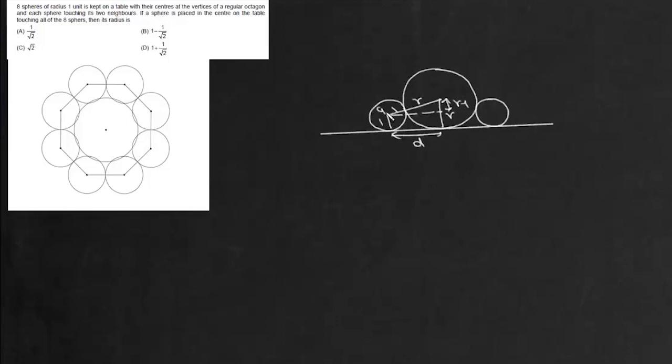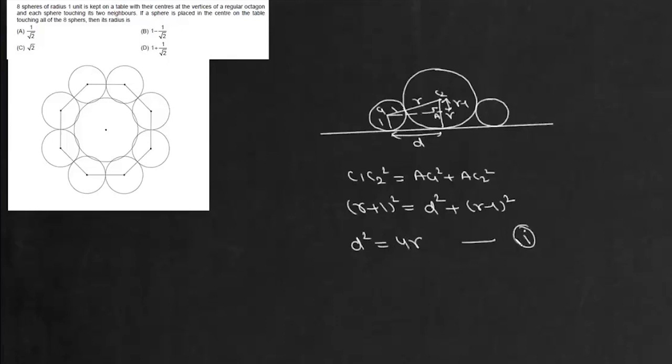So in this triangle, say C1, C2 and A, this is 90 degrees, then we can write C1C2 square will be equal to AC1 square plus AC2 square. Now C1C2 is 1 plus R, so it will be R plus 1 square. Now AC1 square is the distance between the centers, d square, plus AC2 square, and AC2 square is R minus 1 square. So from here we get d square as 4r, and that's our first equation.